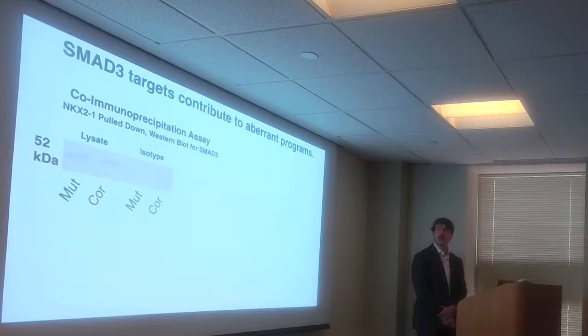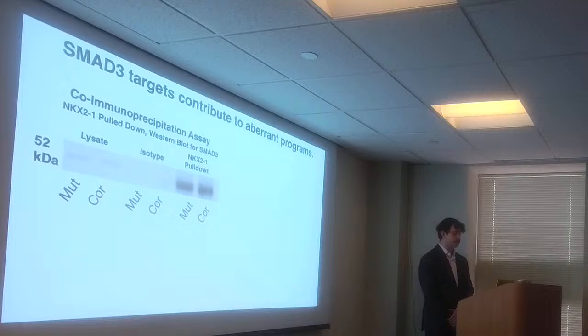So to do this, we did a co-immunoprecipitation assay to identify whether or not SMAD3 and NKX2-1 actually bind to each other. So we used an antibody for NKX2-1, pulled it down, and did a Western blot for SMAD3. And what we found was that in both mutant and corrected conditions, NKX2-1 and SMAD3 do indeed bind to each other.